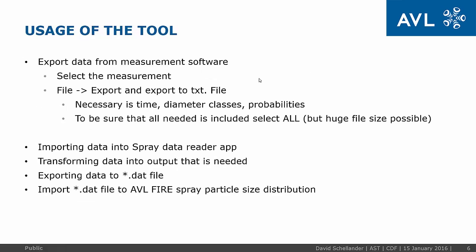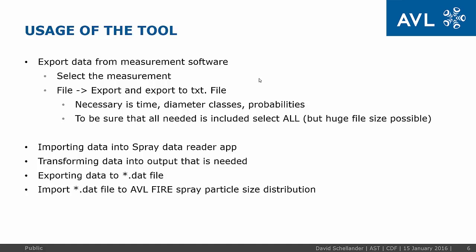So in short, I show you how to use the tool, what I've shown you now before in video. So you have to export the data from the measurement software. It is necessary to include time, diameter classes, probabilities, and to be sure that all needed is included, you can select all, but then you get a huge file. So maybe it's better only to select really what is needed. So the measurement point, the time, the diameter classes, probabilities. This can then be imported as I've shown you before with the Spray Data Reader app.